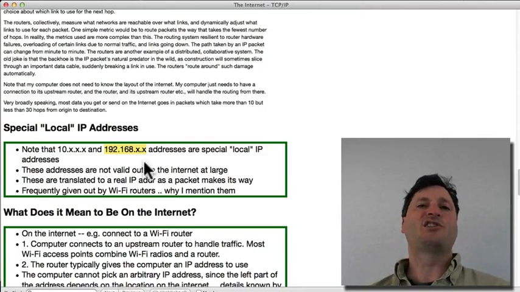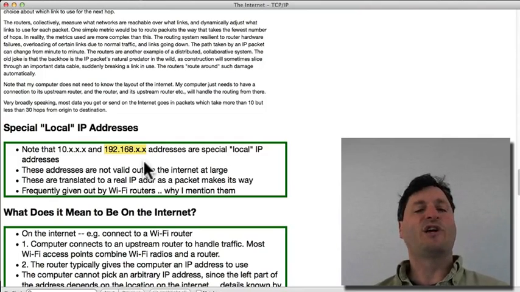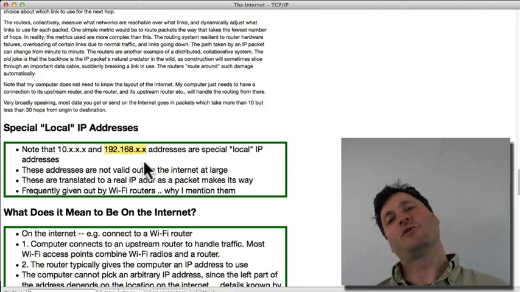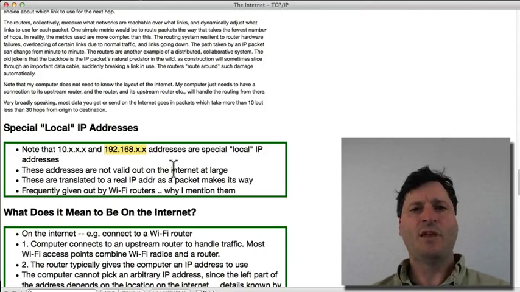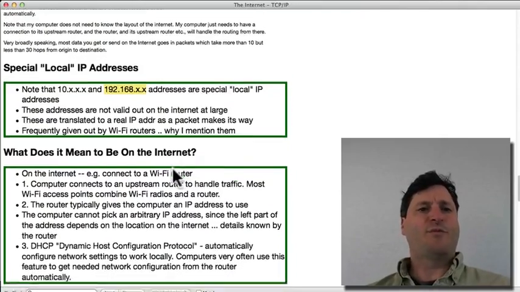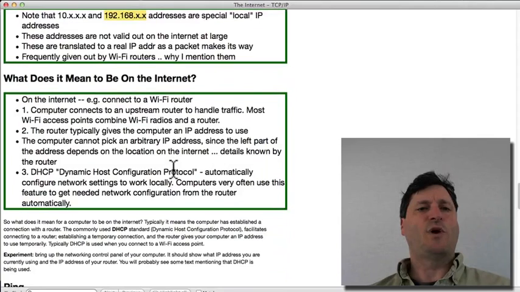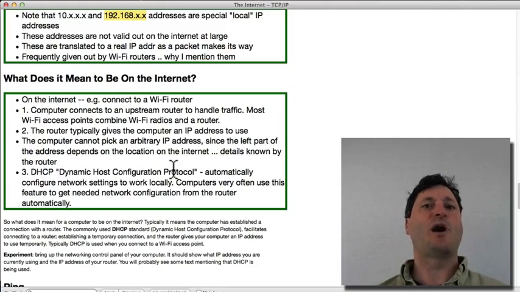The reason I mention this is that oftentimes Wi-Fi routers will give out these special local addresses, and so if you're playing around with your own equipment, you may see these, and so that's why I wanted to explain what it was. So given that level of explanation, I can talk about, well, what does it mean to be on the internet, to have a connection to the internet? Generally the way that works through Wi-Fi or through Ethernet is, you establish a connection to some upstream router, and then it's going to handle traffic for you.